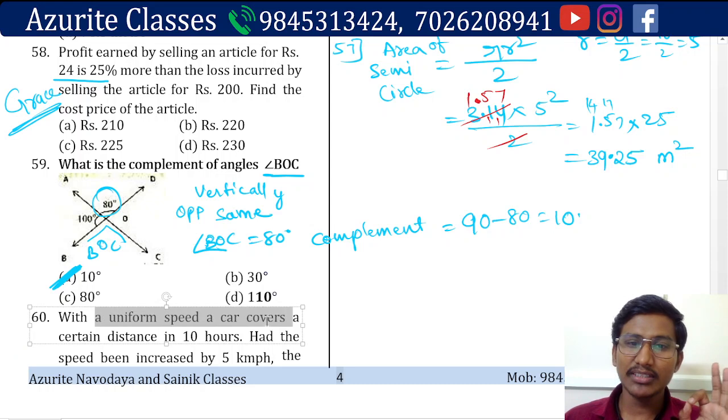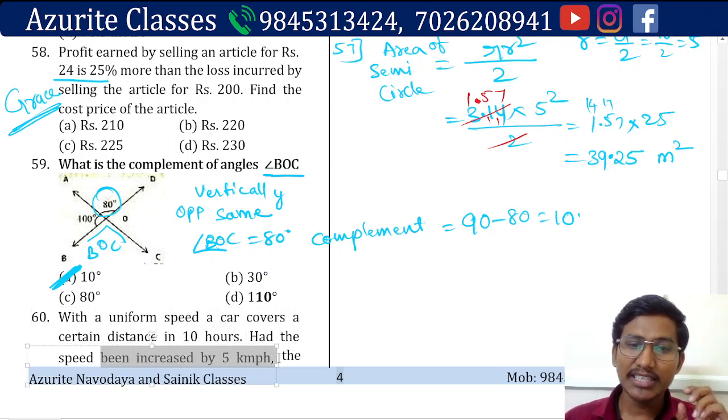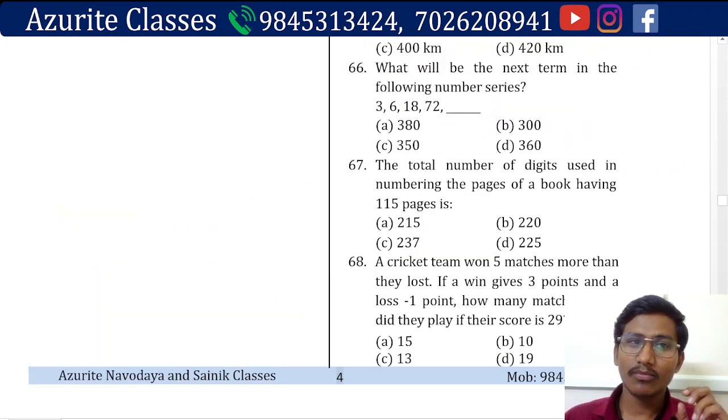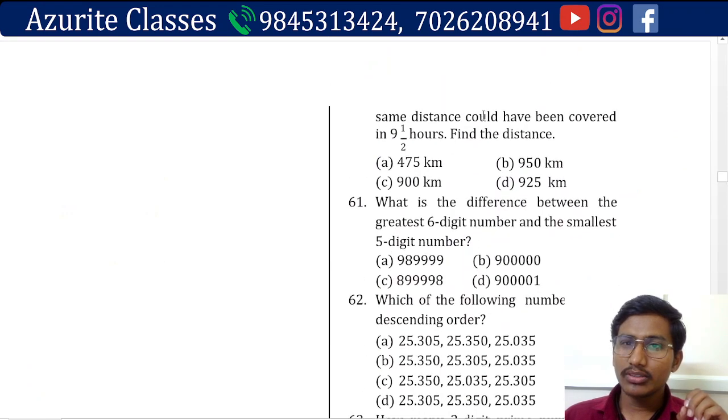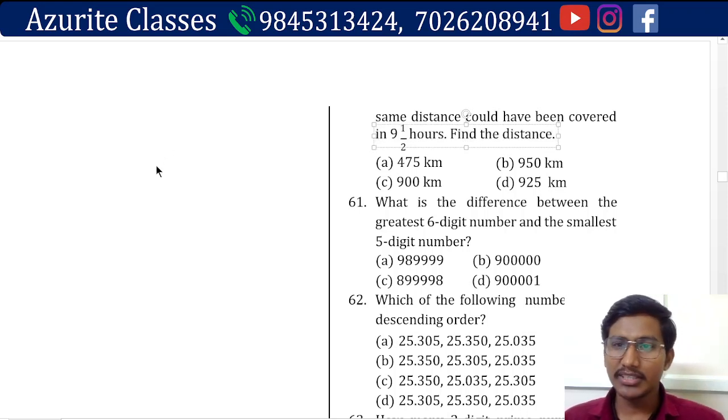With a uniform speed, a car covers a certain distance in 10 hours. Had the speed been increased by 5 km per hour, the same distance could have been covered in 9.5 hours. Find the distance. So you can go with options or you can do it with the method. We'll first do it with the method, and then I will show you how to go with the options.